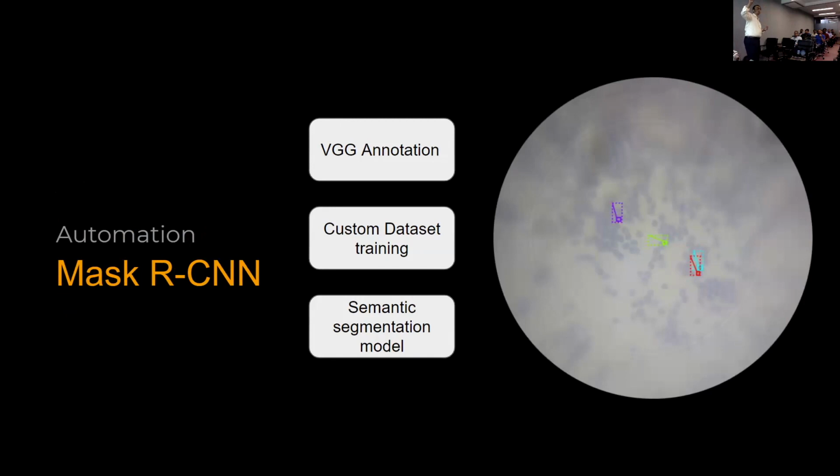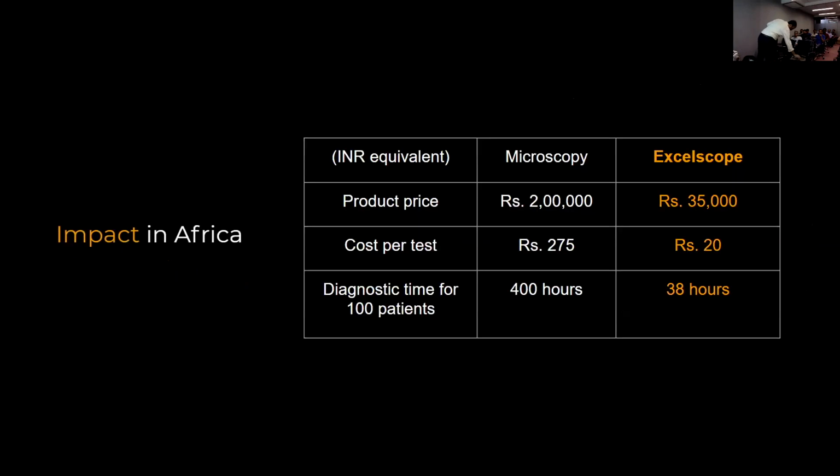And the problem with this ball lens was that as it goes radially outward, the resolution was very low. There's a team that is working on it right now. So I'll just quickly move on. And the impact in Africa has been this. If you take microscopy, the cost per test is around 275 rupees, and for Excelscope it's just 20 rupees. So this is the impact that the product has made in these parts of Africa.